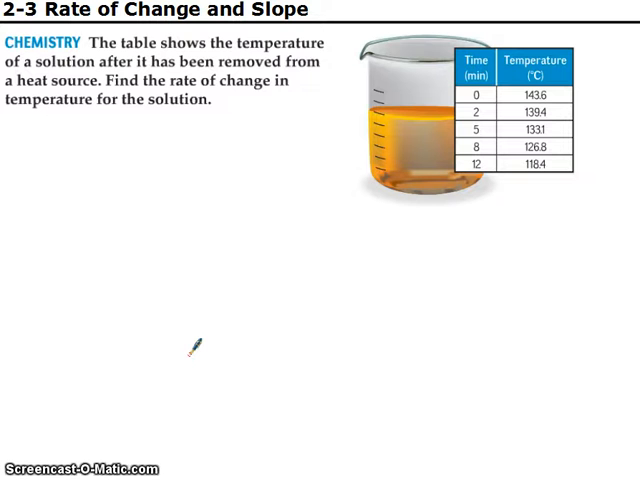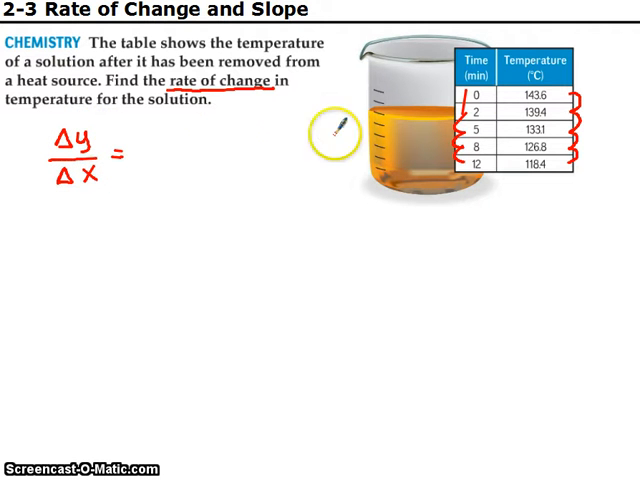So this one shows a temperature of a solution after it's removed from a heat source. We want to find the rate of change. Remember, rate of change is another saying for slope. Okay, those are interchangeable. So if I ask for rate of change, I'm asking for slope. Okay, so if they give you a table of data like this, what you want to do is find the difference between the x's and the y's and divide them. All right, and remember it's delta y over delta x. Delta just means change. It's a Greek letter for change.